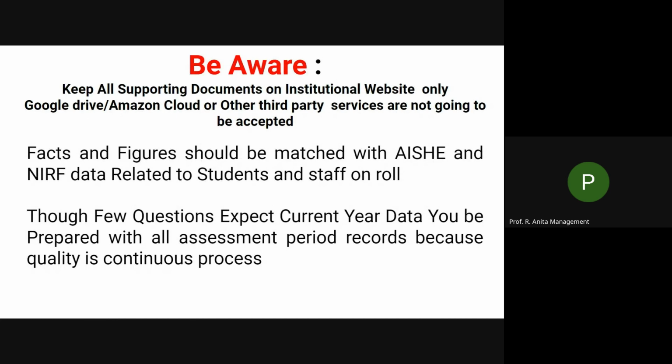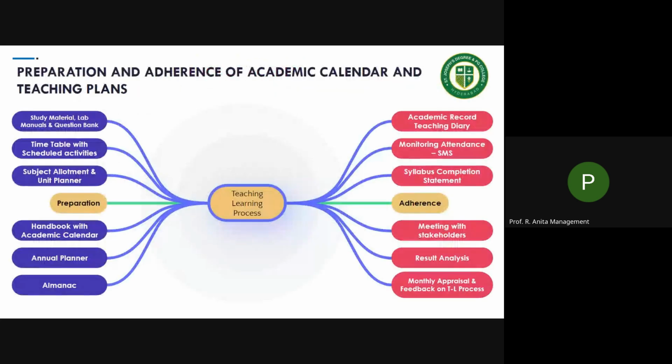And if your questions expect current year data, you have to be prepared for the total assessment period. Suppose you are submitting an SSR for 5 years, you should be prepared for all the 5 years, because NAAC can ask anything, and you should have those records when DVV is there. Naturally, when they come to the college they will see all the records, but when DVV asks, you should be able to produce the record of any year, of any student or any faculty. These things you should have in your mind.